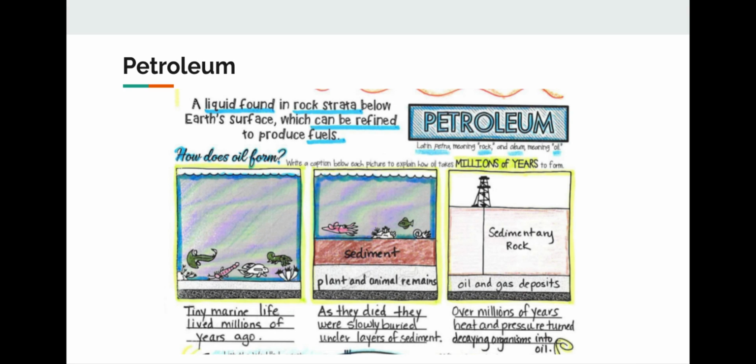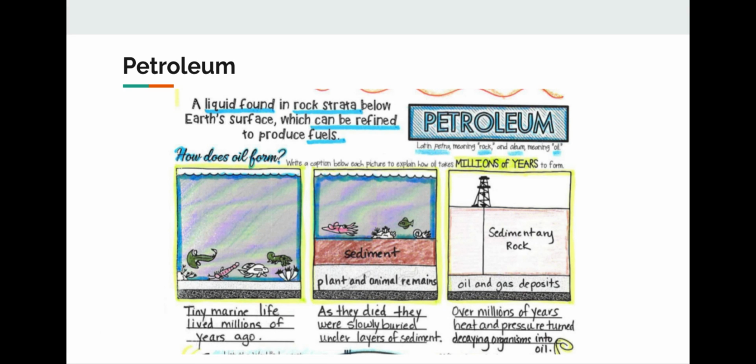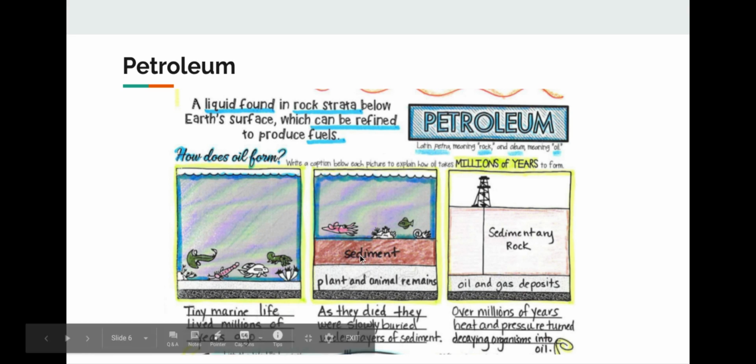Petroleum is actually two different words in Latin pushed together: petra, which means rock, and oleum, which is oil. And much like our coal, this takes millions of years to form. So we can see in my first picture here, tiny marine life lived millions of years ago, right? They were just chilling at the bottom of the ocean or lakes, things like that. And then what happens is, as they died, they were slowly buried under layers of sediment. So you can see here we have a lot of plant and animal remains, and then we have sediment on top and new life up above.